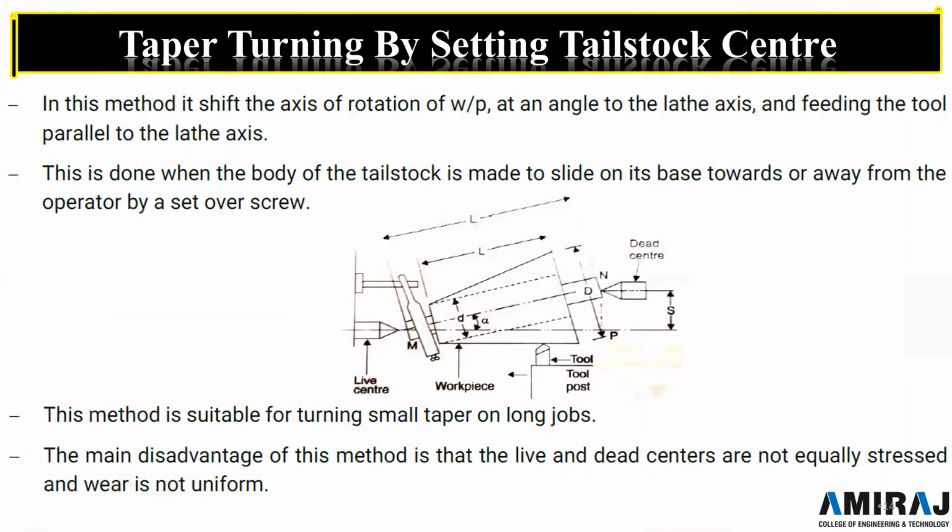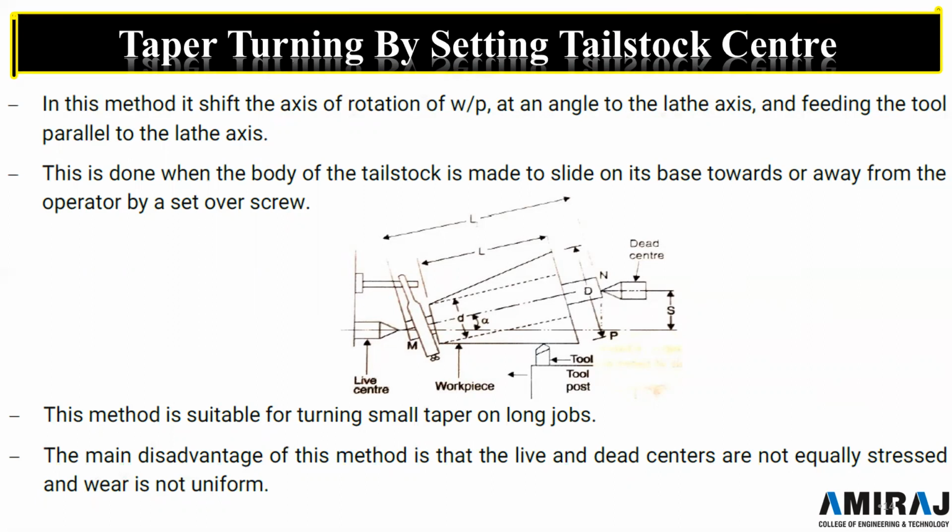Next, the third type of taper turning is taper turning by setting the tailstock center. In this method, it shifts the axis of rotation of the workpiece at an angle to the lathe axis. This is our lathe axis, and the shift is provided to the axis of rotation of the workpiece at an angle to the lathe axis, and the tool is fed parallel to the lathe axis.